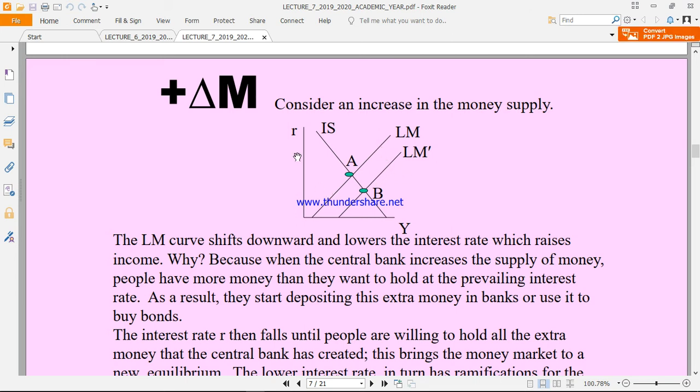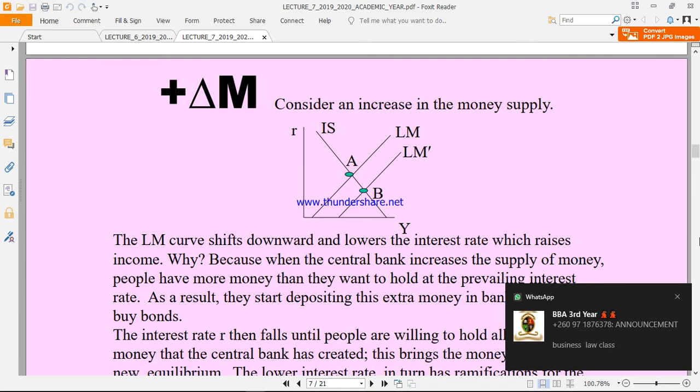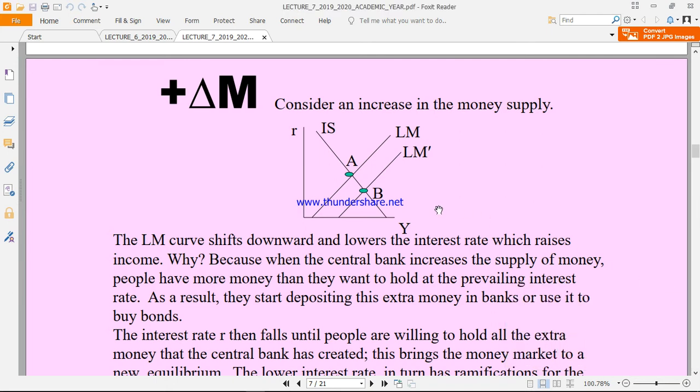Since there's a positive relationship between output and rate of interest, if there's an increase in money supply, we expect the LM curve to shift to the right. And since money has become abundant, we expect the price for money to go down. And what is the price for money? It is the rate of interest. It's like this good has become abundant, so its cost must go down.